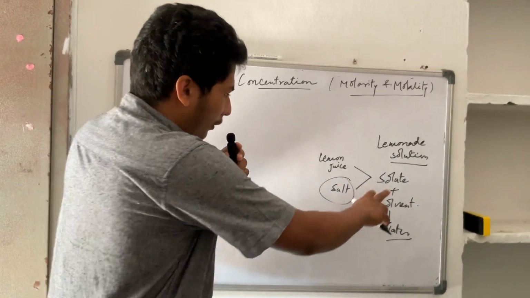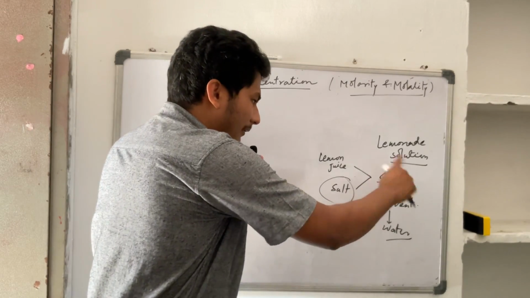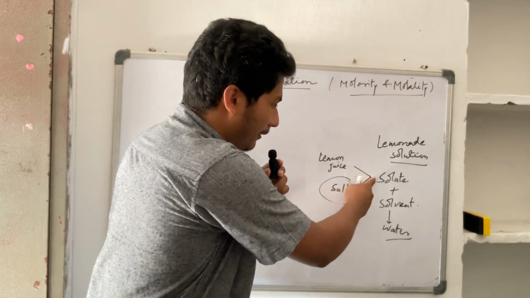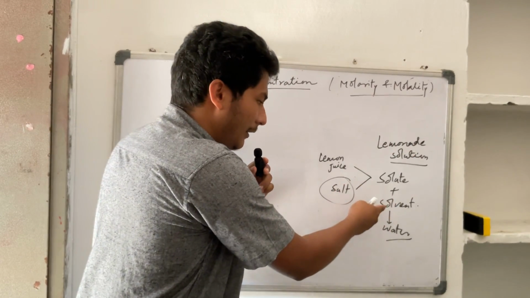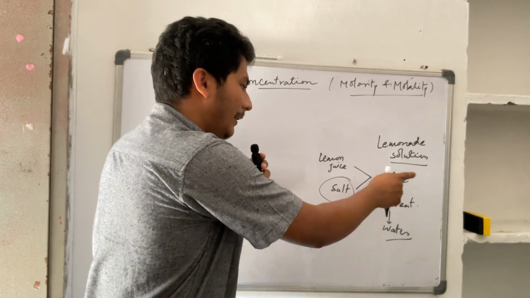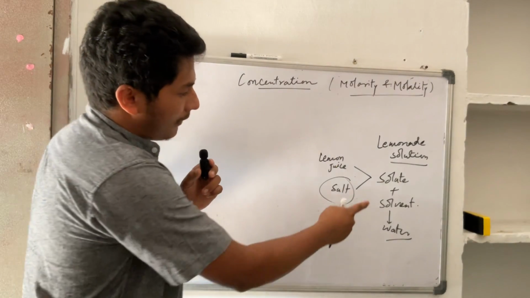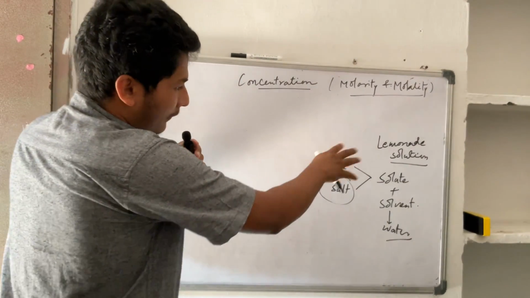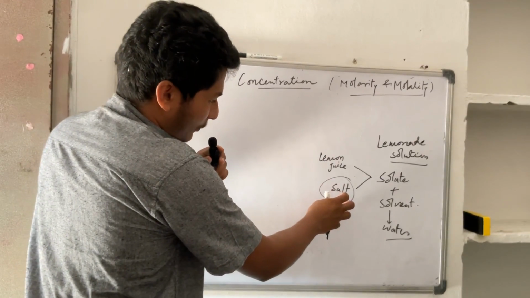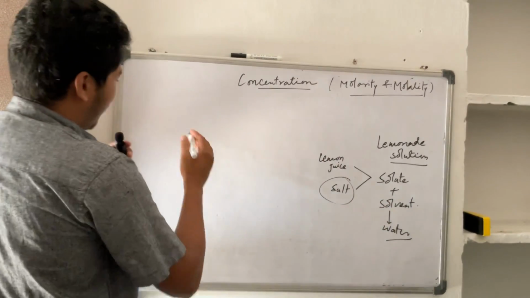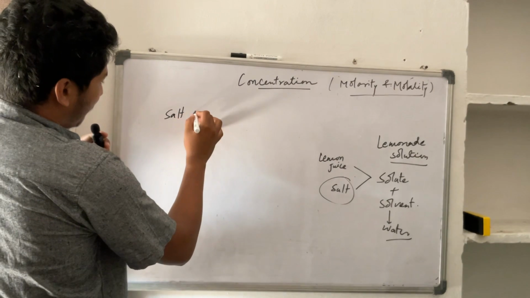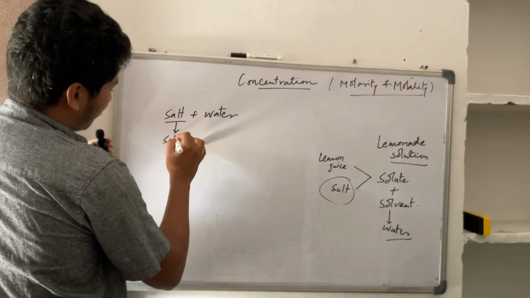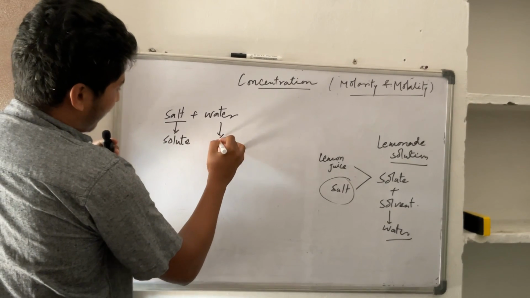If we define solute and solvent, solute is the substance which gets dissolved in other substance. So the other substance is the solvent, and the substance which is getting dissolved is the solute. Okay. Now let's remove lemon juice from here. Let's keep salt and solvent. Solvent is water. So we have taken salt plus water. Okay. So salt is our solute and water is our solvent.